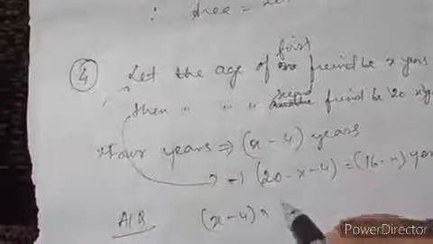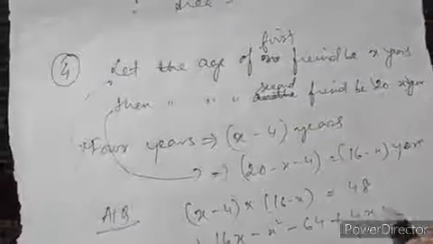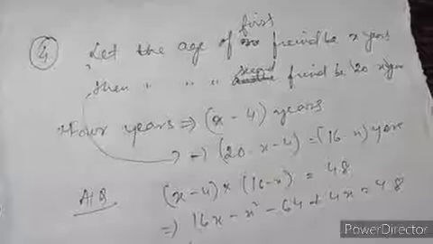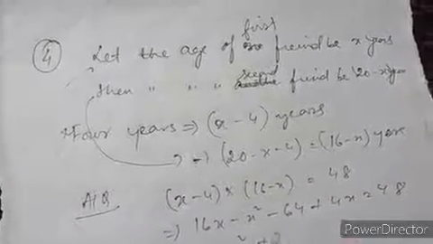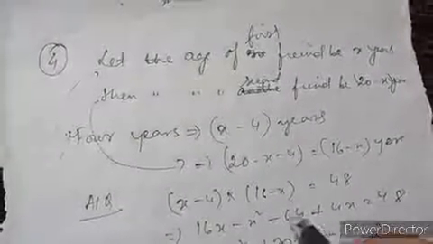So (x minus 4) into (16 minus x) equal to 48. And let us see what we can get here. So minus x square plus 20x. So this will be coming here. It will be 112, or you can write x square minus 20x plus 112 equal to 0.